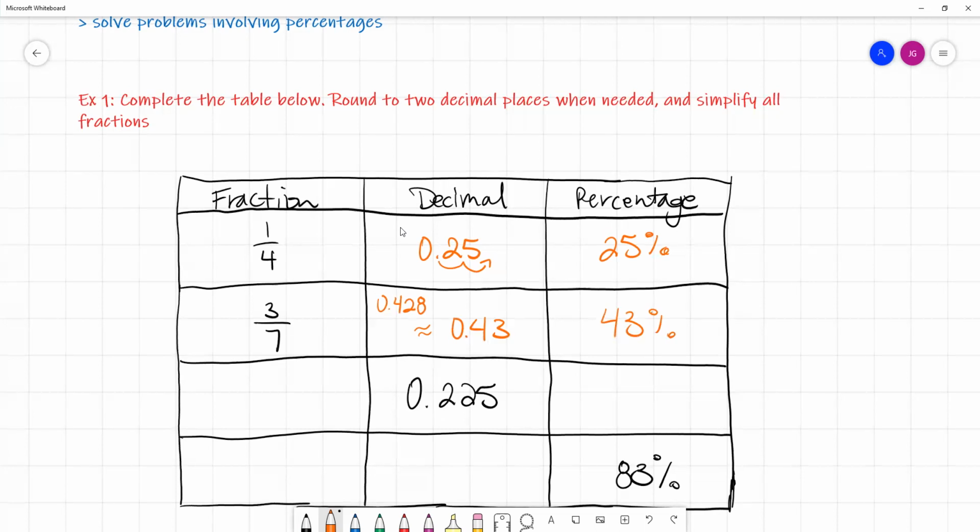Now we are given the decimal of 0.225. So let's go with what we know. We can convert it to percentage by moving the decimal place twice over. So we have 22.5%. We're allowed to have the decimal point in a percentage value. There's nothing wrong with that. If you ever see that, no big deal. We've seen that kind of percentage before in our lives.